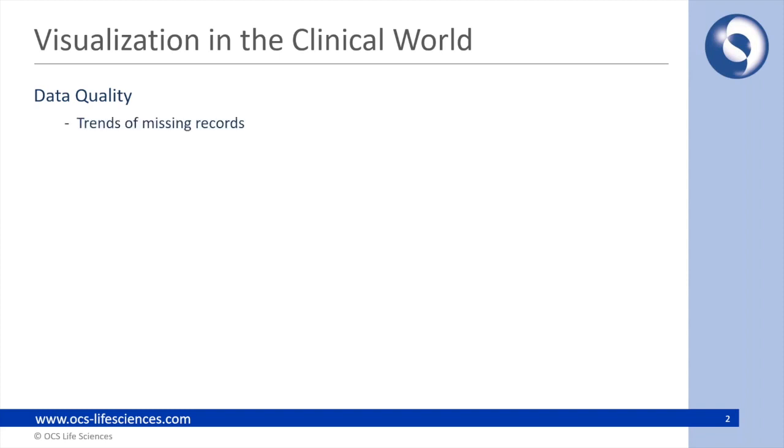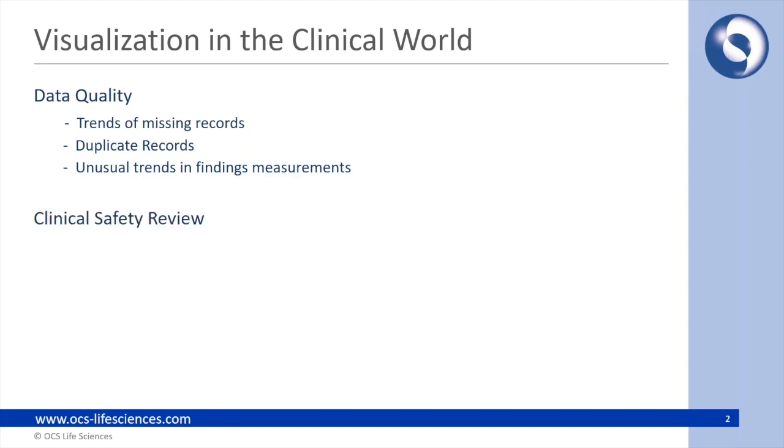to look for trends of missing records, to check for duplicate records, to check for any unusual trends in your findings measurements, because often a mountain of data in a table can easily be understood if you just visualize it. And also the clinical safety review part.